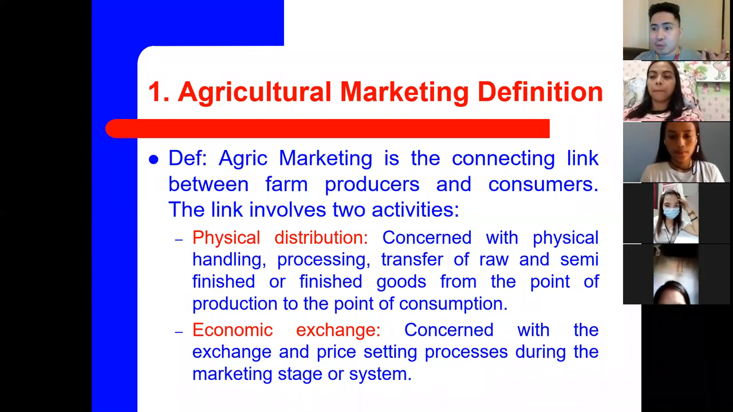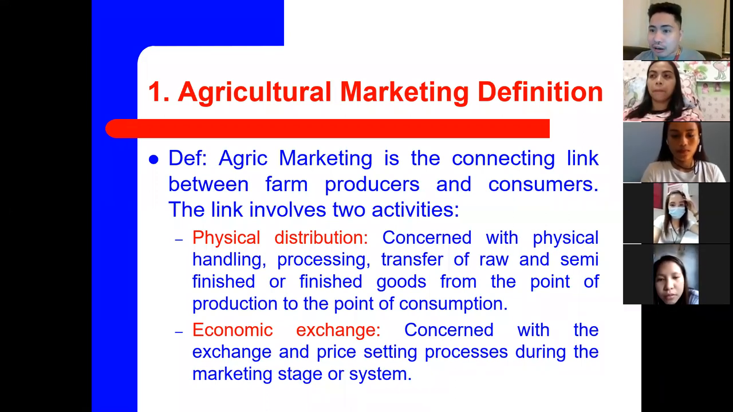So physical distribution involves these things, no? It concerns physical handling, ensuring quality of the harvest, no? Processing. So how do they process it? Are they going to semi-process it or fully process it? The transfer of raw and semi-finished or finished goods from the point of production, where it was planted, where it was harvested, to the point of consumption.